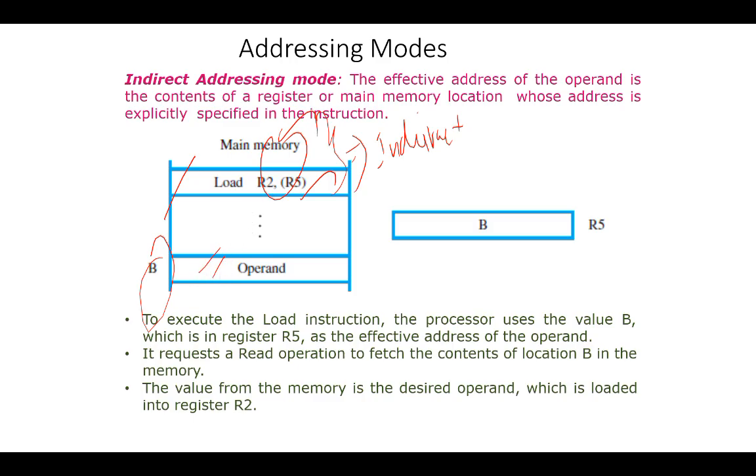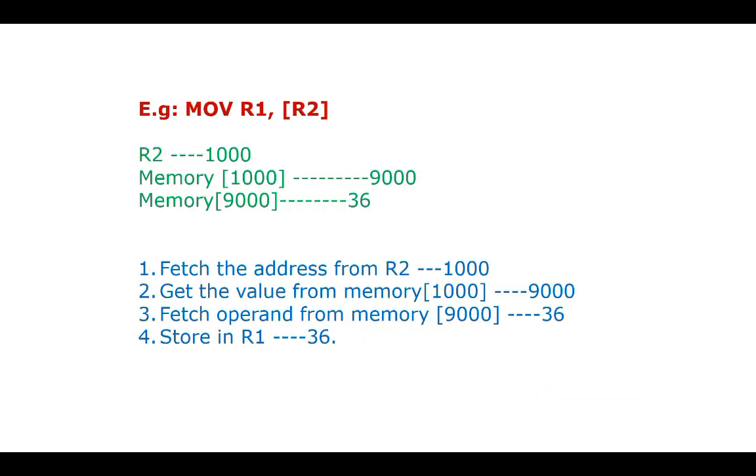Then it requires a read operation to fetch the content at the location b in the memory. After that, the value from the main memory is the desired operand, which is loaded into the register R2. So this is the indirect addressing mode.